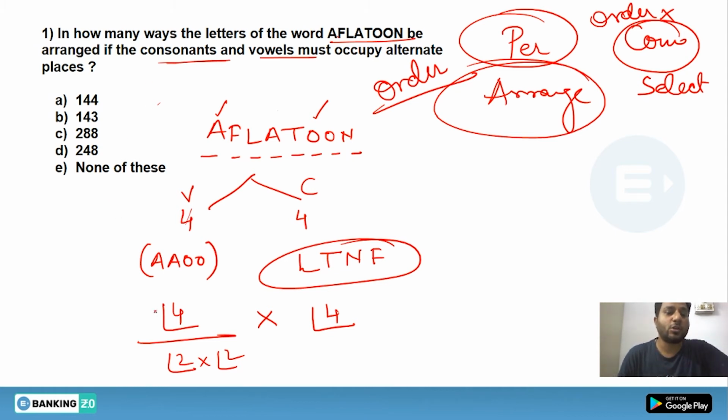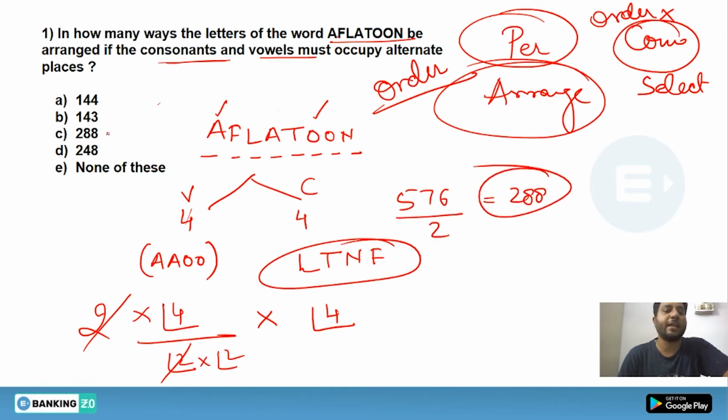That means two possible cases will arise, and in both the cases the same number of permutations will happen. So your answer would be 576 divided by 2, and your answer would be 288. Hence option C would be the correct one.